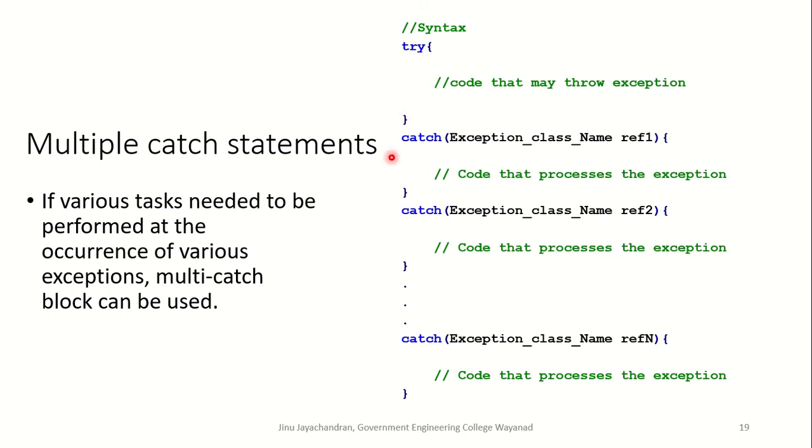and then you can write code in which you will have multiple catch statements, in which each catch statement catches one particular exception and does what is required. So you can have n number of catch statements after try.